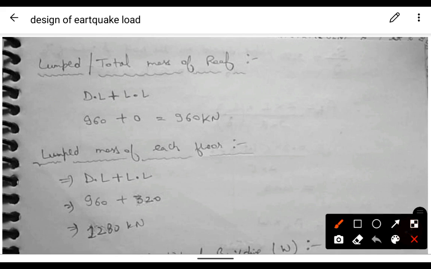As I told you earlier, we do not consider the live load on the roof, we only consider the dead load. The dead load we have already calculated, that is 960 kilonewton, and the live load we are considering as 0. So our lumped mass would be 960 kilonewton for the roof.